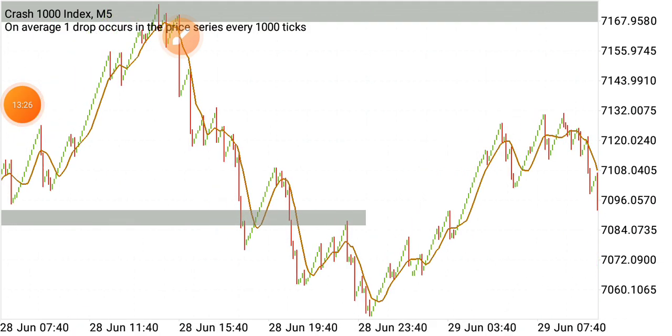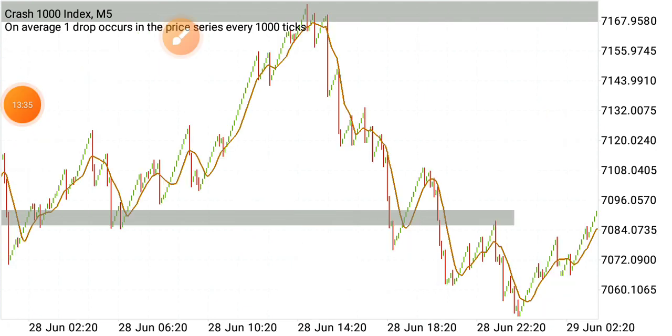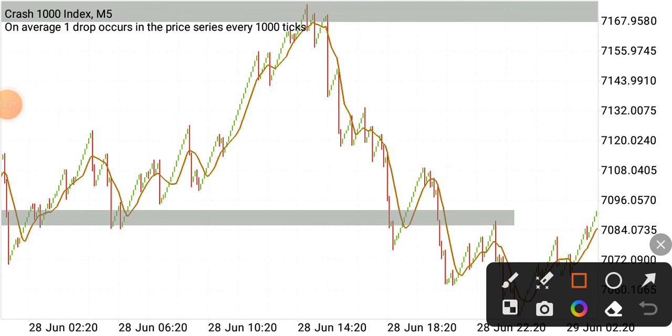All right, so we got a double bottom here. That's a double bottom there, and here's another one. There's another one there. There's another one here.